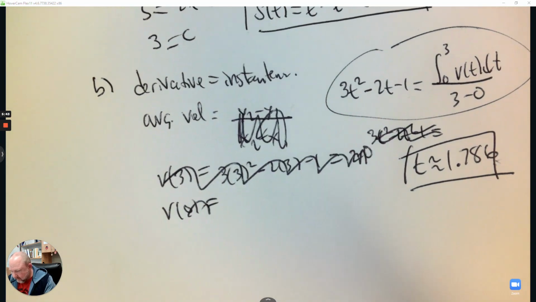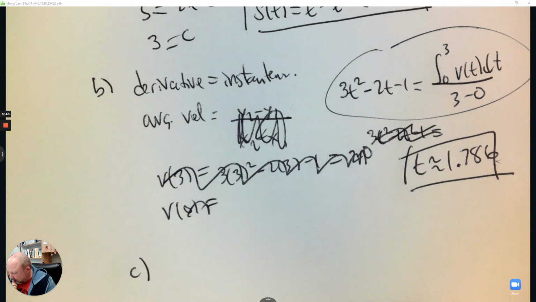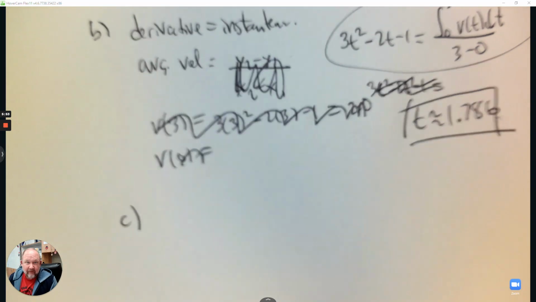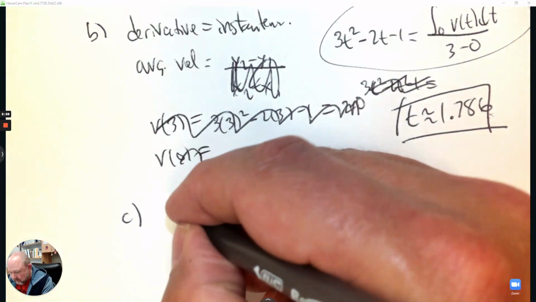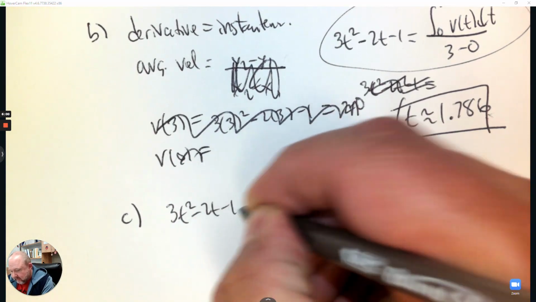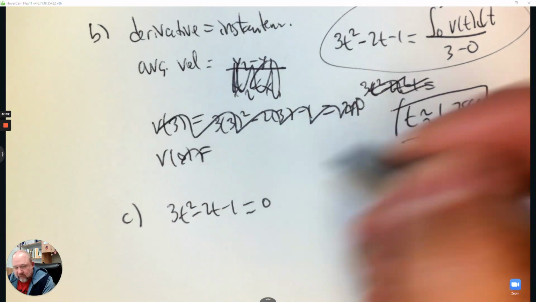Part C. Find the total distance traveled by the particle from 0 to 3. Now, the word total distance means the distance to the right and the distance to the left. So what I'm going to do first is see whether the particle changes direction. So I'm going to factor it. I'm going to let the calculator factor it.